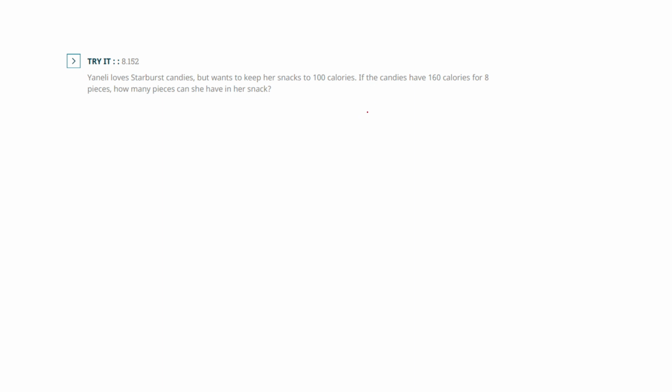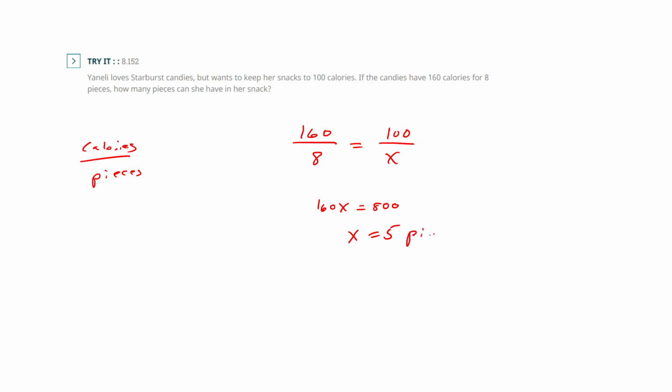Okay, so I'm going to do calories to pieces. Again, as long as you're consistent, it won't change anything. So they told me I got 160 calories for 8 pieces, and she wants 100 calories. How many pieces is that going to be? Okay, now we lasso. 160x equals 800. Is that going to divide evenly? It sure is. So 5 pieces.